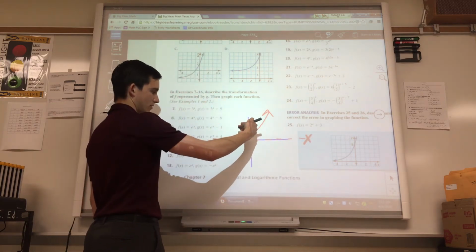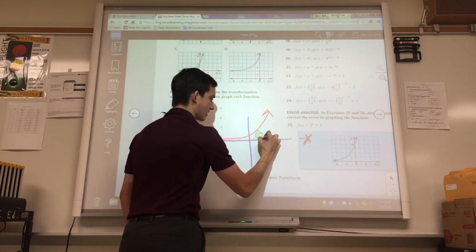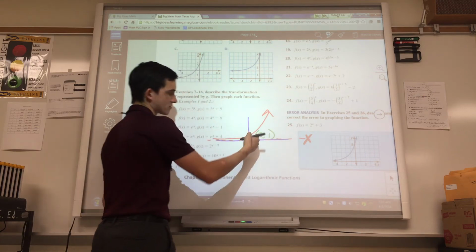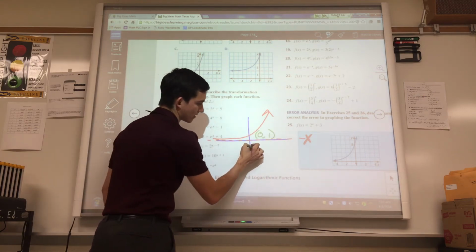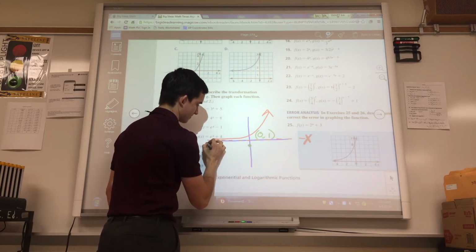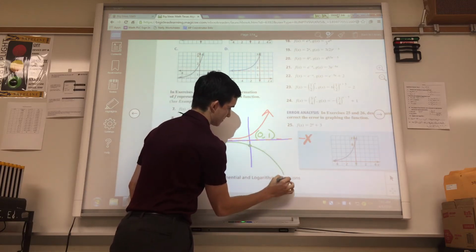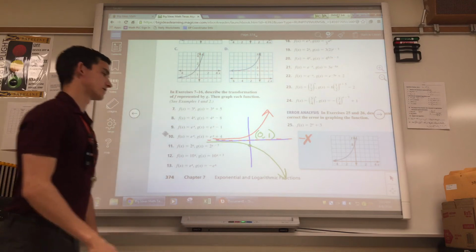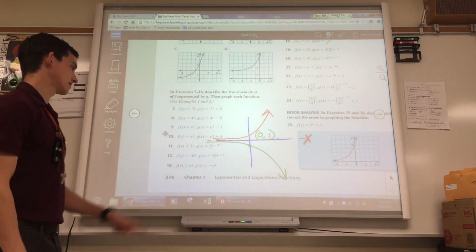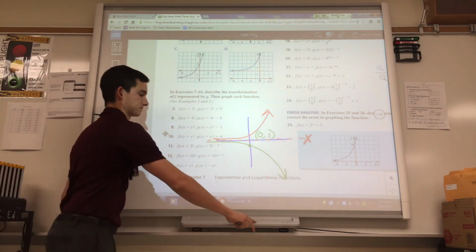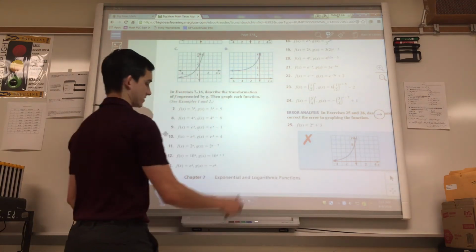Negative e to the x would take all my y values and make them negative. So it would be at 0, negative 1. So it would be down here, just a reflection over the x-axis. Okay, so that would be number 13. Okay, let's keep going with this.